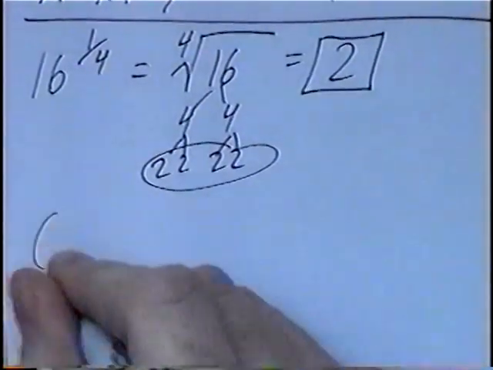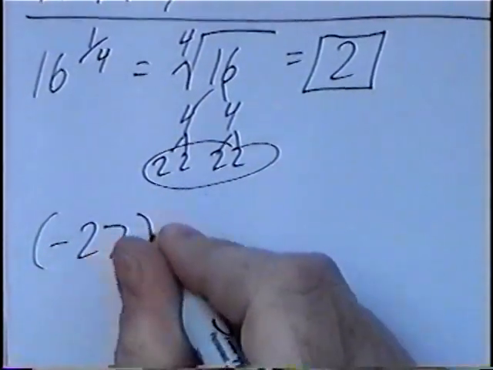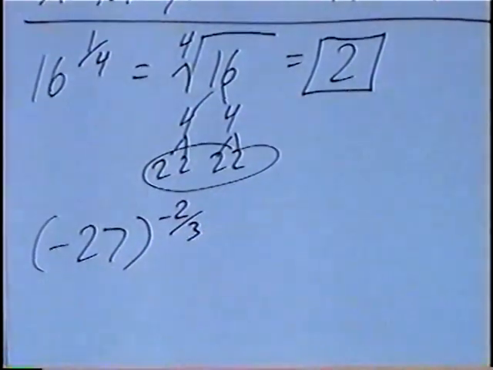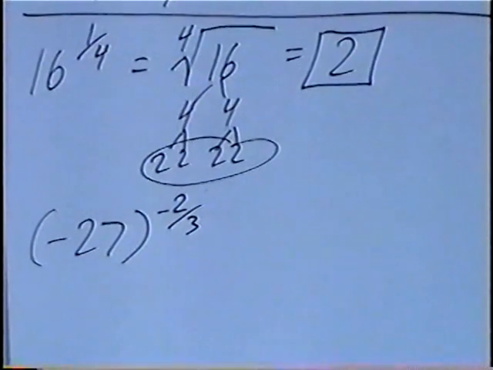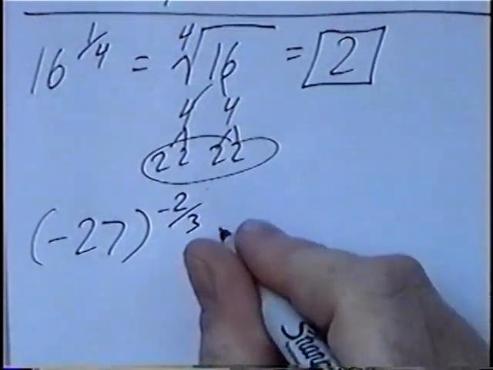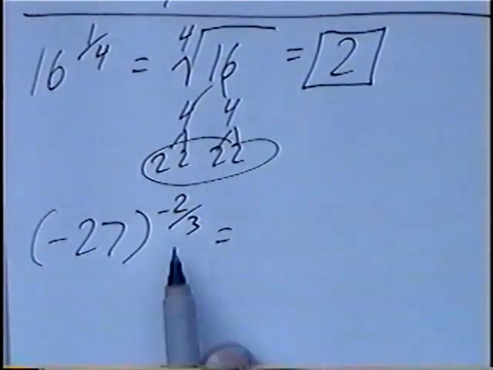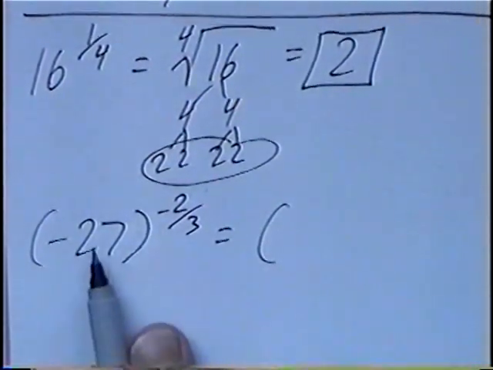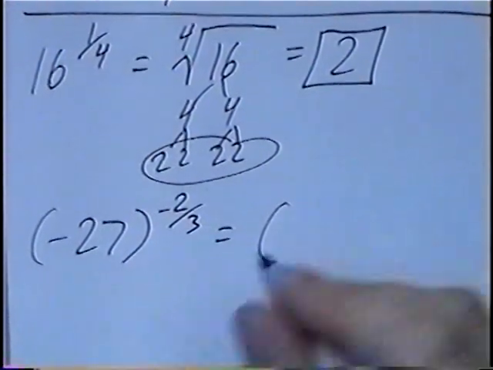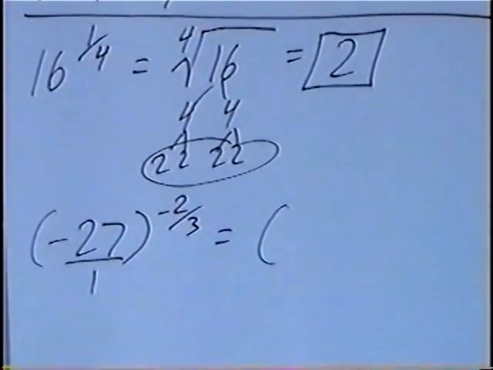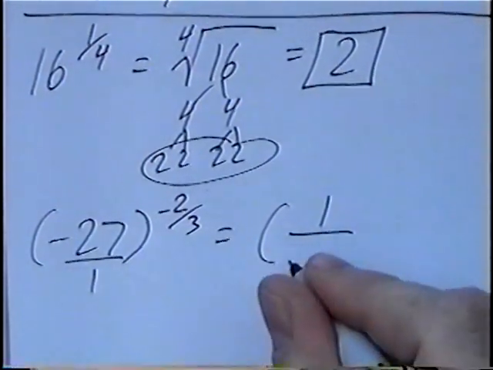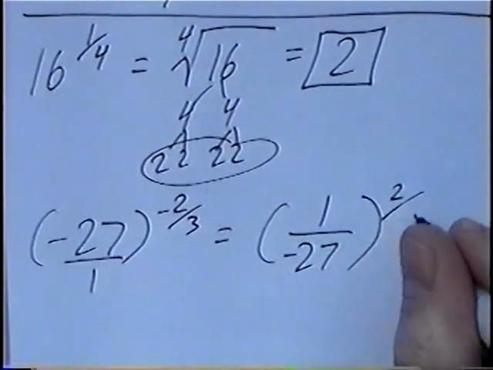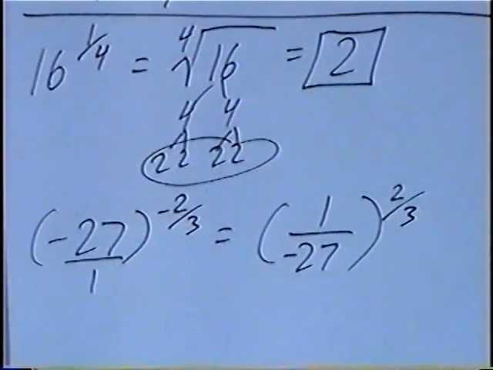Second question, in parentheses negative 27 to the exponent of negative 2/3. Simplifying first, if we have a negative exponent, if you remember from previous sections, a negative exponent means we'll do the reciprocal. So a negative exponent instead of negative 27, if we do a reciprocal, writing this over 1, the reciprocal would be 1 over negative 27, and by doing the reciprocal, the exponent would change to a positive 2/3.